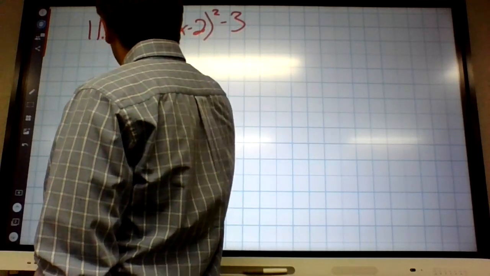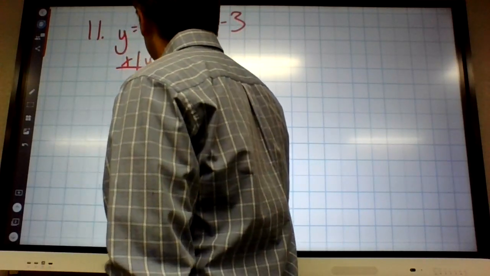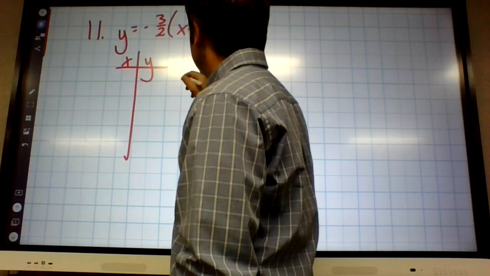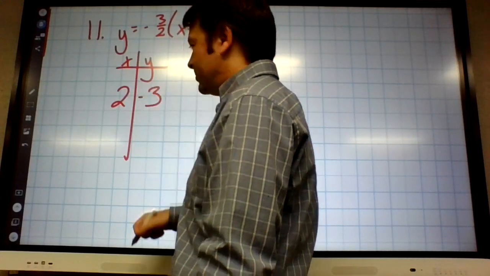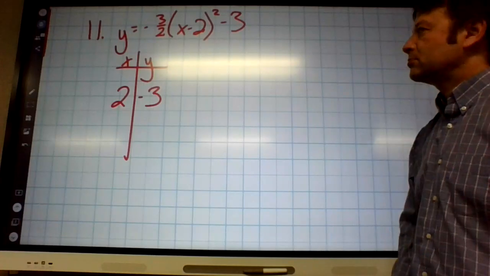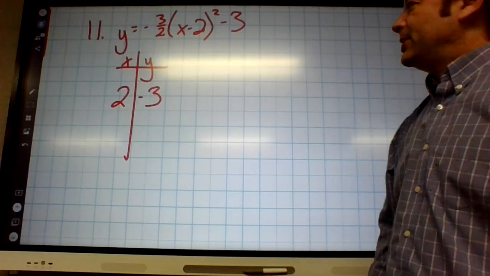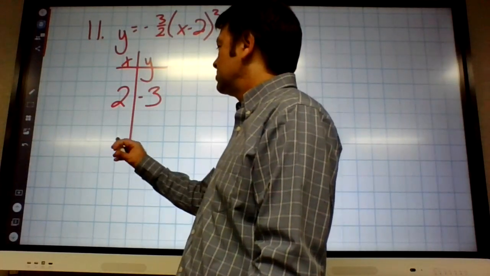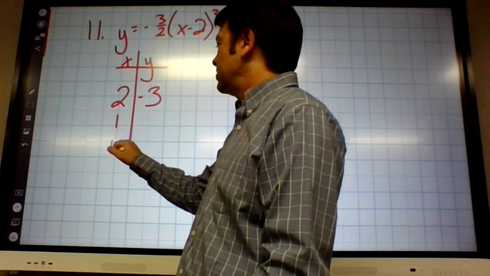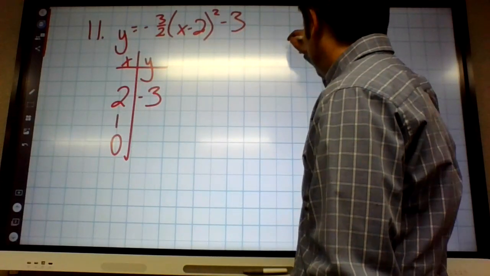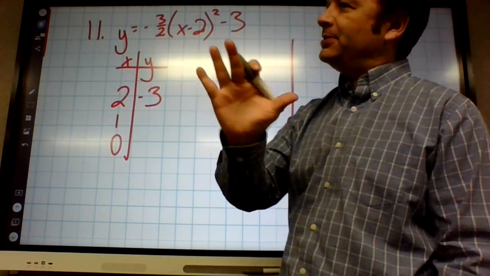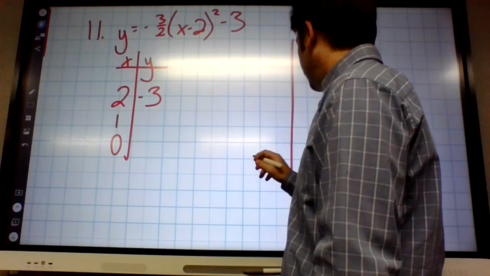Okay, where's the vertex? Negative 2... 2, negative 3. Did you see the pattern? Yeah, I think so. Okay, so what x's might we plug in? 1, 0, 3, 4 would work. You need to go to one side or the other.